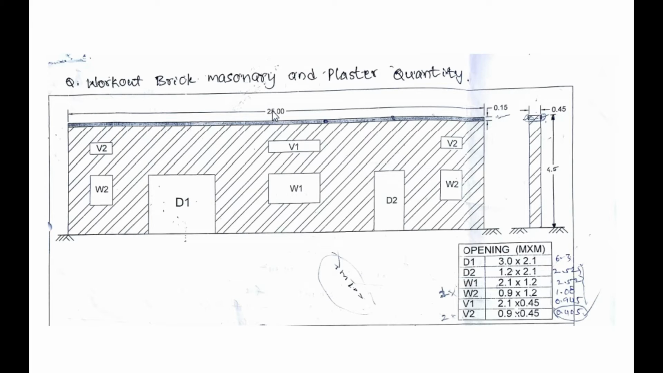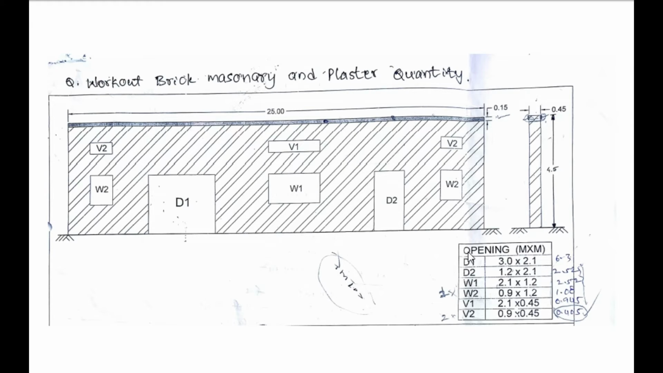Here, a wall of 25 meter length, height of 4.5 meter and thickness of 45 centimeter is given, and this 15 centimeter is called patta. This wall has some openings as you can see here, where D means door, W means window, and V means ventilator. You can see the dimensions of the openings here in this table.